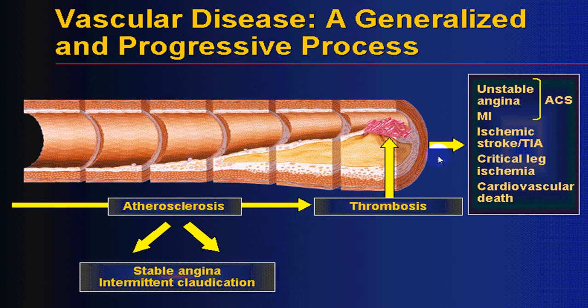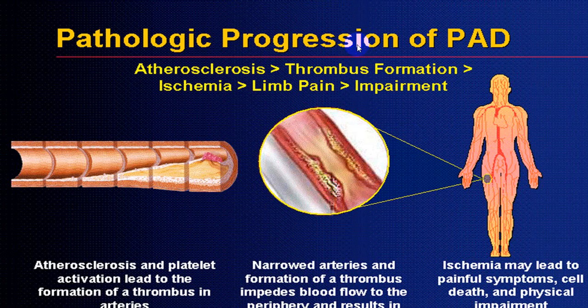And secondary to atherosclerosis, you can end up with unstable angina, STEMI, non-STEMI, together we call acute coronary syndrome, ischemic stroke, TIA. As far as peripheral artery is concerned, we get critical leg ischemia, and involvement of the coronary artery can end up in acute MI and can cause cardiovascular death. This is secondary to atherosclerosis.